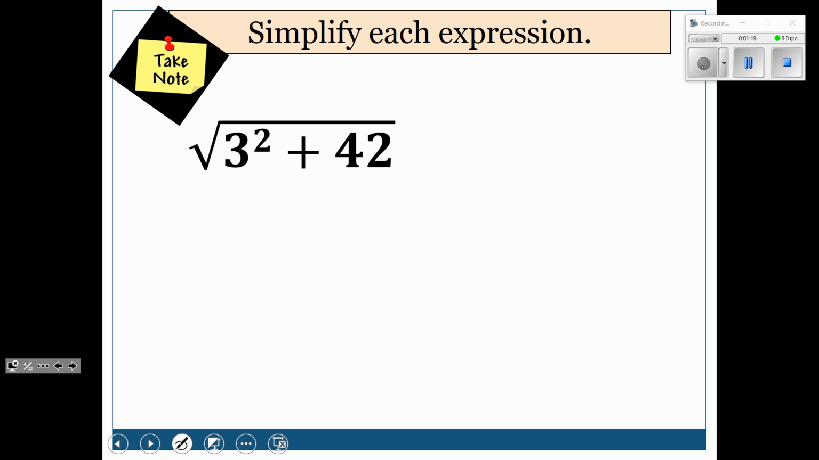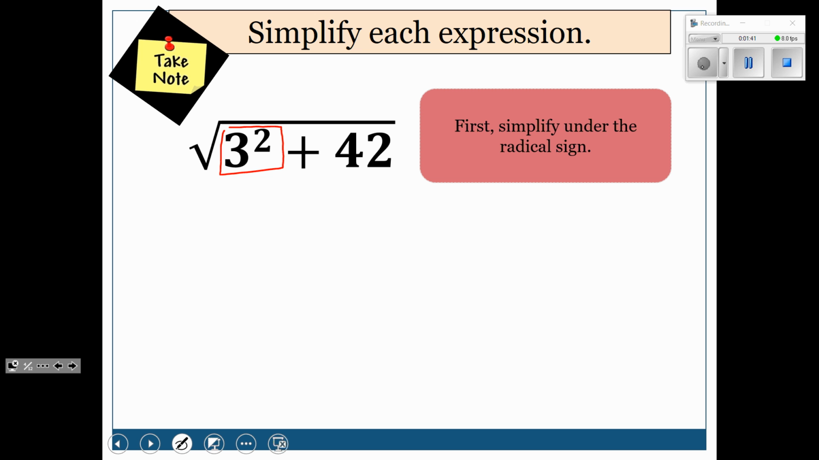If you have more than one operation underneath the radical sign, we need to do our order of operations, our PEMDAS, and get it down to one number. So underneath here you see 3 squared plus 4 squared, and according to order of operations we would have to do the exponent first. So we're going to do 3 squared first, which is 9.